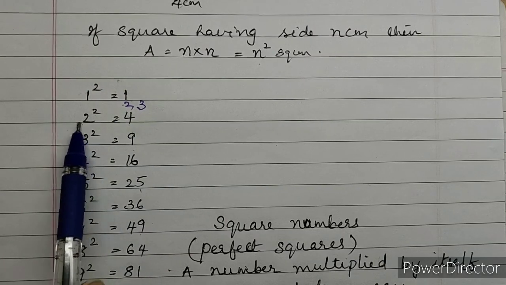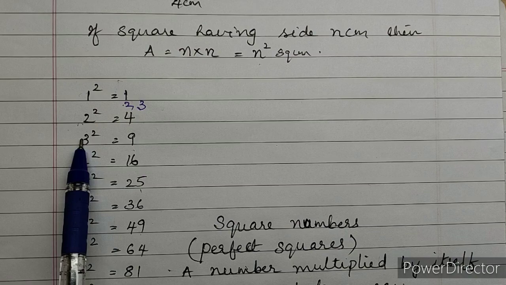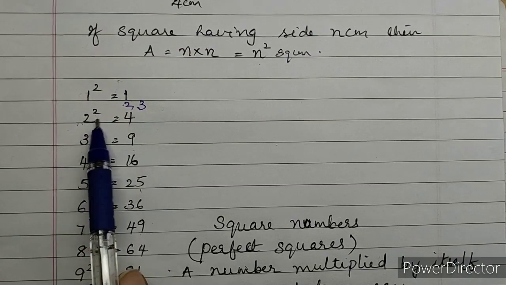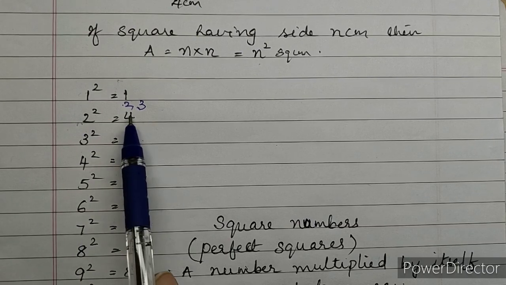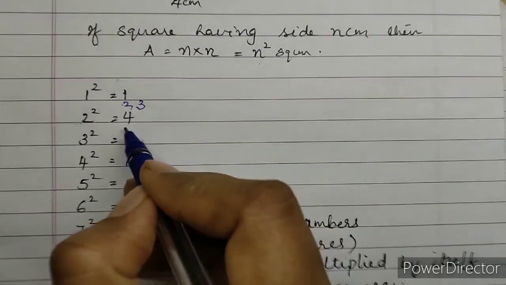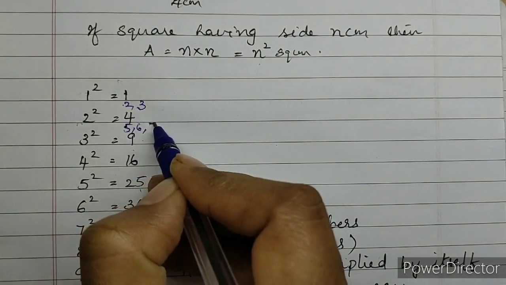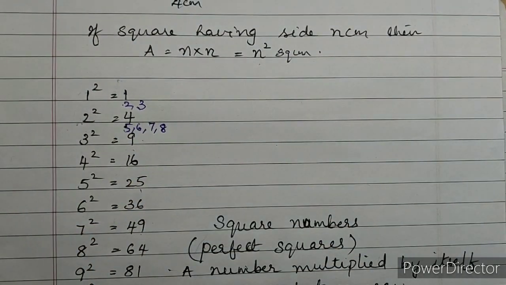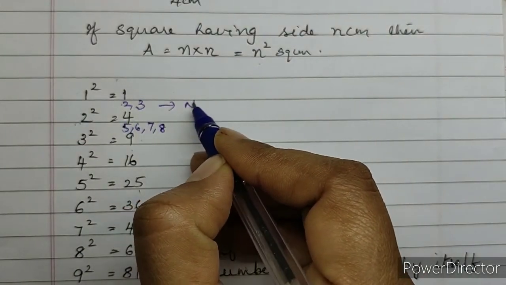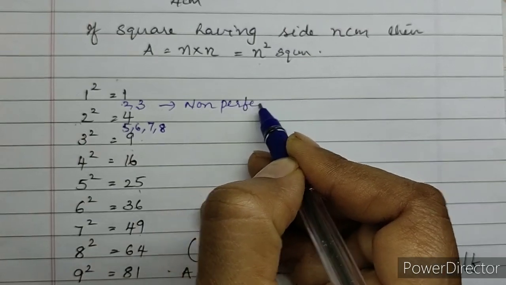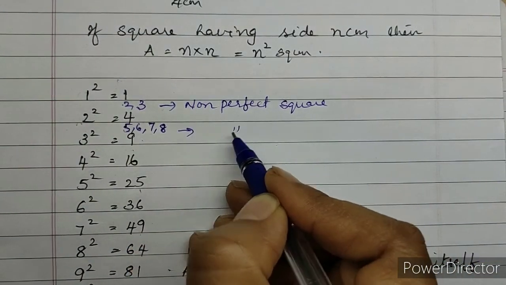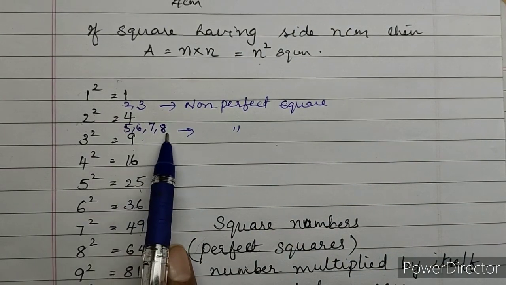Next, two continuous numbers you take, 2 and 3. They are also continuous only. The answers are 2 square, which is 4, and 3 square, which is 9. In between 4 and 9, how many numbers are there? 5, 6, 7, 8. So these are non-perfect square numbers. This is also the same. Non-perfect only: 5, 6, 7, 8.